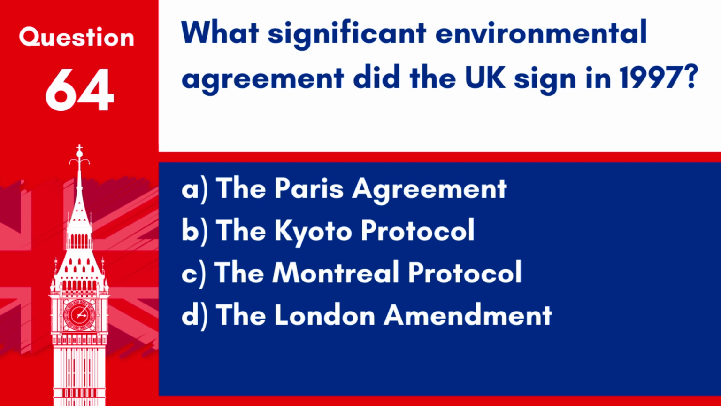A. The Paris Agreement. B. The Kyoto Protocol. C. The Montreal Protocol. D. The London Amendment. Answer: B. The Kyoto Protocol. In 1997, the UK signed the Kyoto Protocol, an international treaty that commits state parties to reduce greenhouse gas emissions, based on the premise that global warming exists and human-made CO2 emissions have caused it.